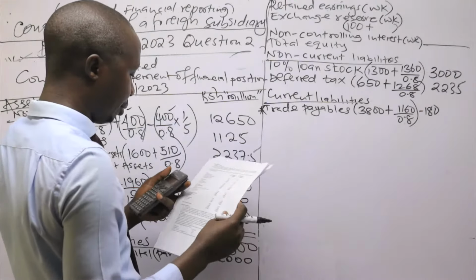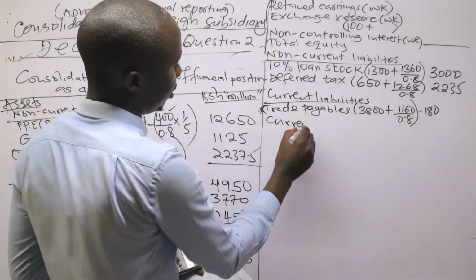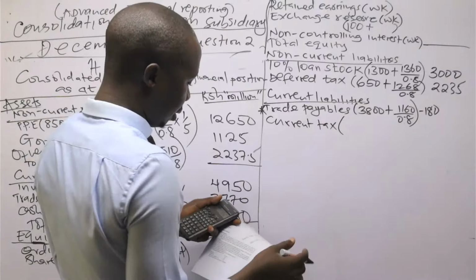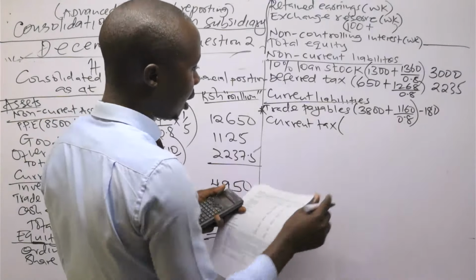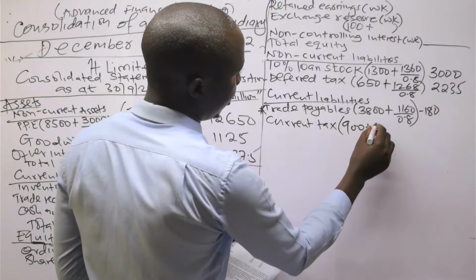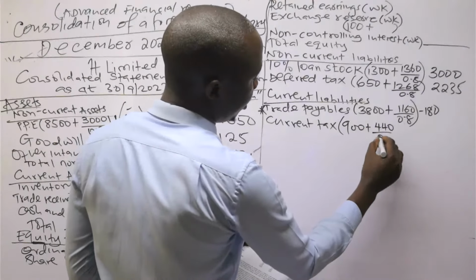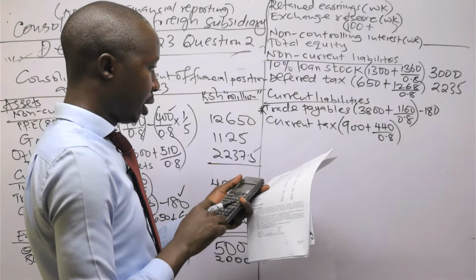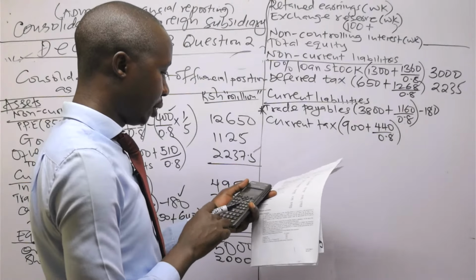We continue. Current tax. So the current tax is 900 plus 440 divided by 0.8. So 900 plus 440.